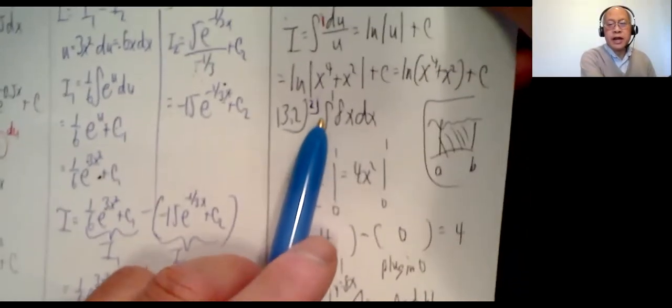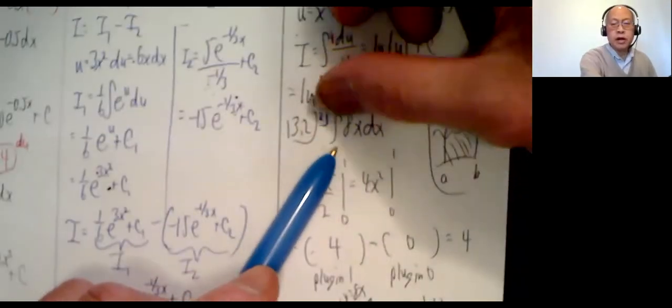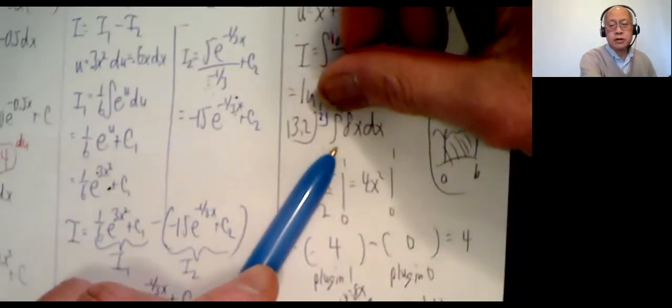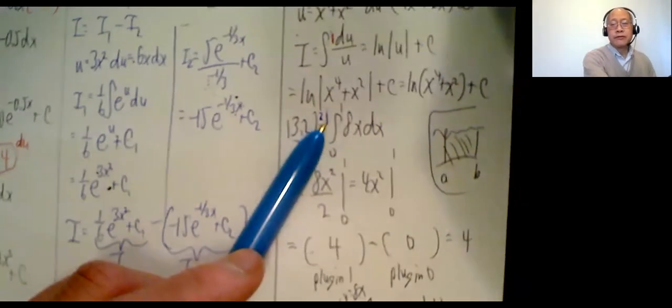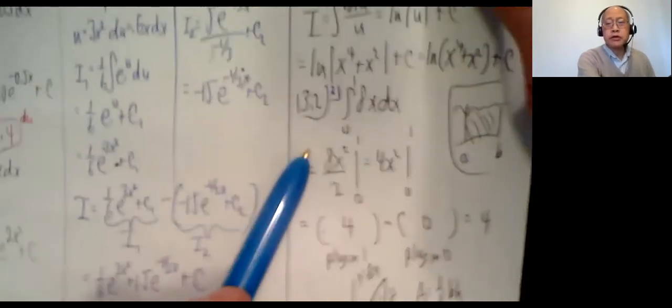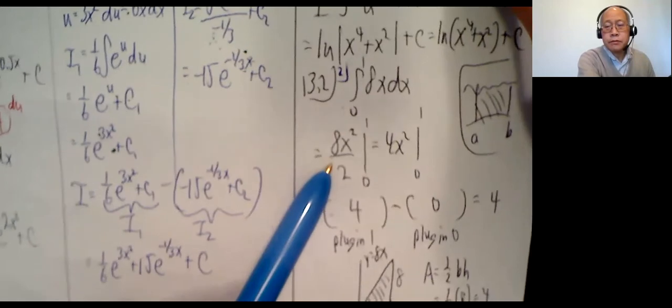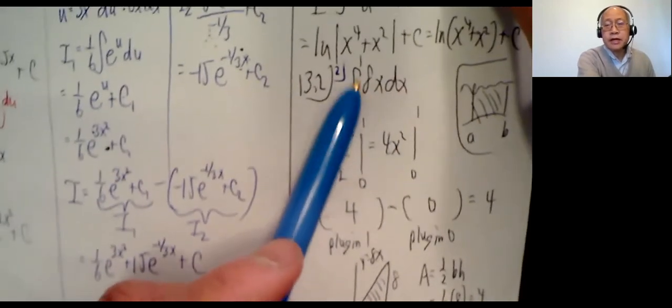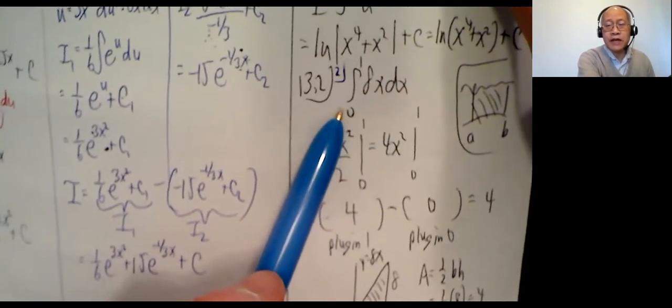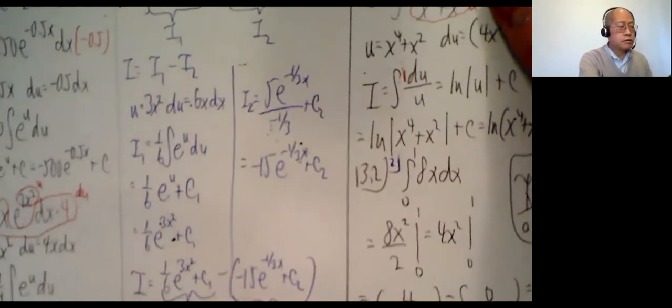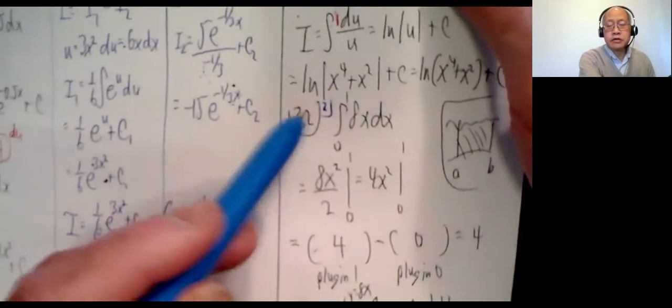Okay, integral from 0 to 1 of 8x dx. Now, if they don't have the 0 and a 1, you know what to do. 8x squared over 2 plus c. Okay. Now, what happens if you have numbers? Okay, you still integrate. You no longer need the plus c. You don't need the plus c for these integrals. These are called definite integrals. The others are called indefinite integrals.